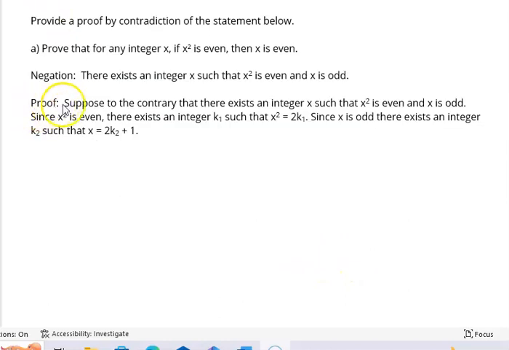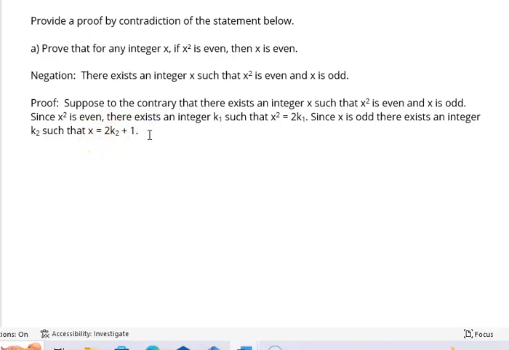So we write proof, suppose to the contrary that there exists an integer x such that x squared is even and x is odd. So now we use the definitions just like we've been doing. Since x squared is even, that means there exists an integer k sub 1 such that x squared equals 2 times k sub 1. And since x is odd, which we assumed, there exists an integer k sub 2 such that x equals 2 times k sub 2 plus 1.